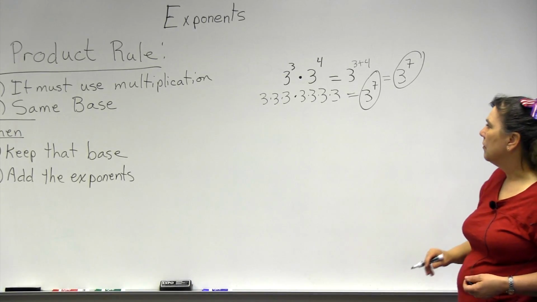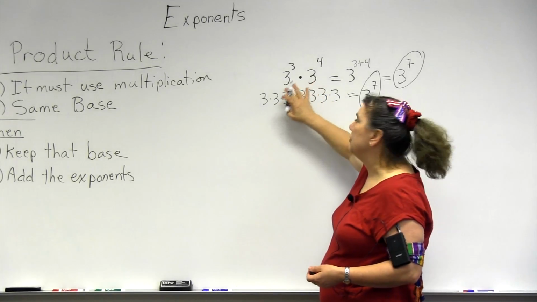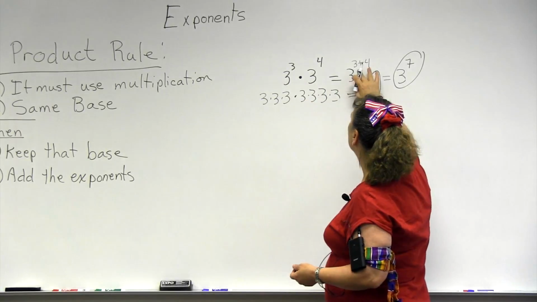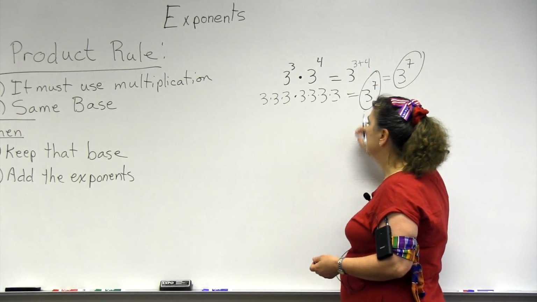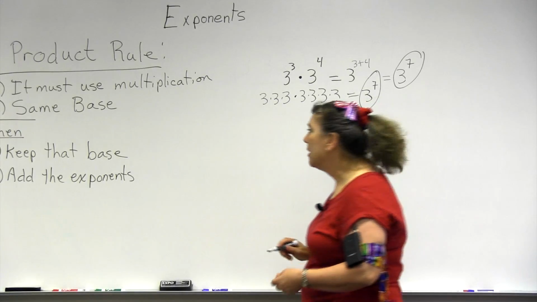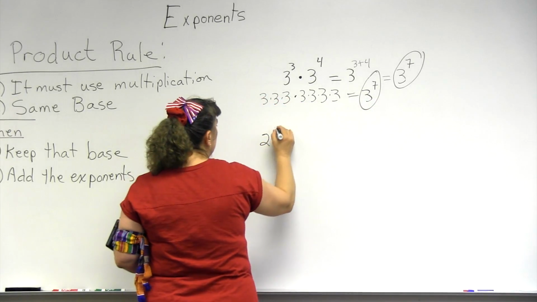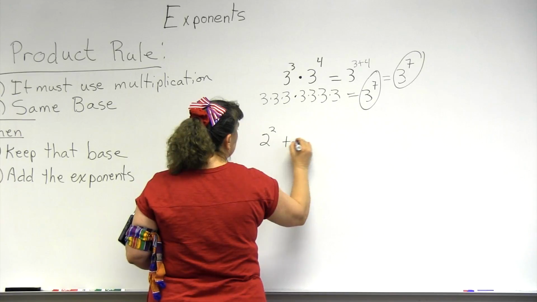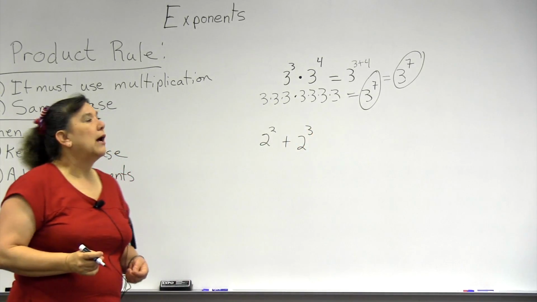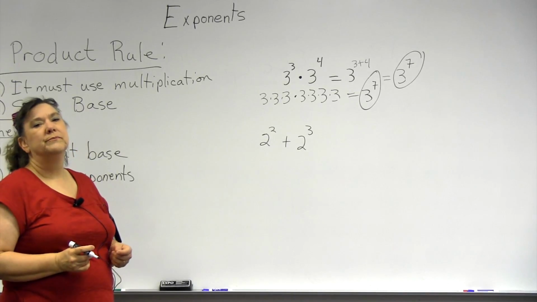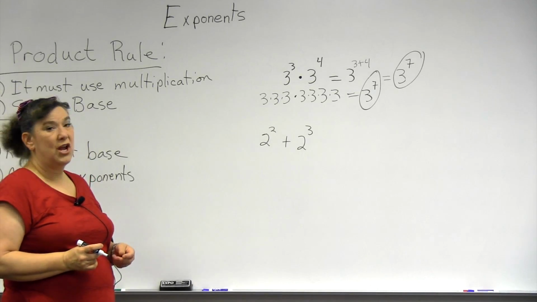Okay? So, if multiplication is your operation and your base is the same, you can add the exponents to get your answer. And here's the reason why. Okay, now you tell me. 2 to the second power plus 2 to the third power. Can I use the product rule on that? Yeah, you're right. No.